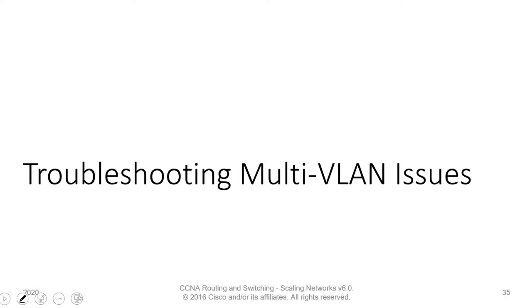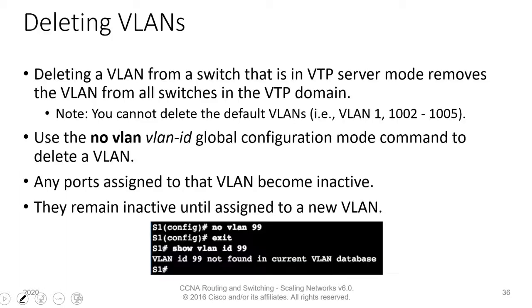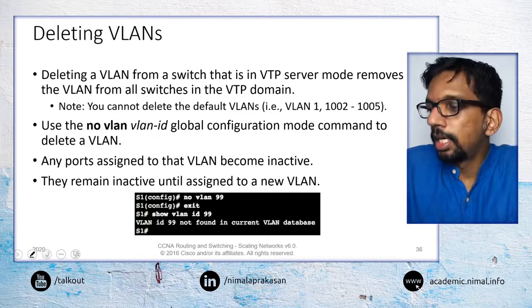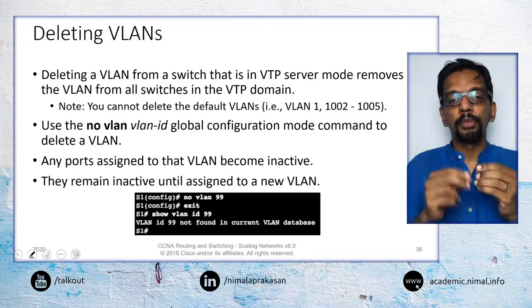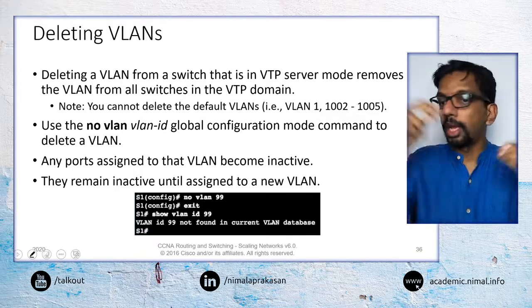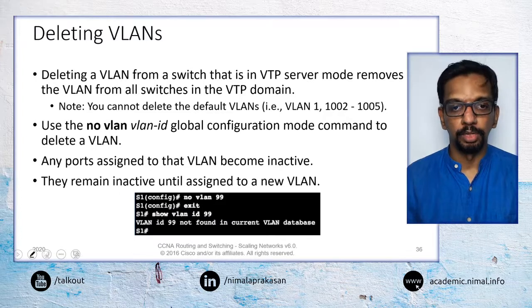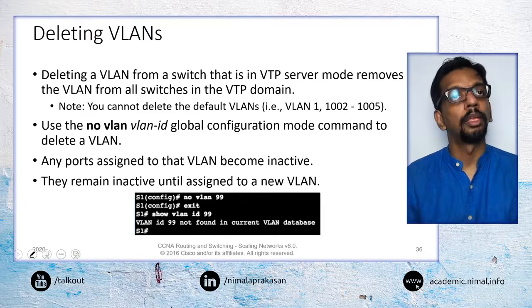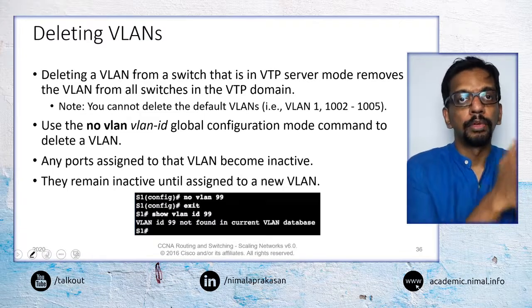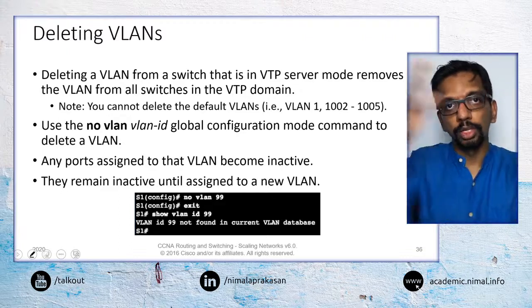Now let's briefly look at some of the things that may happen, particularly when we are configuring multiple VLANs, and some of the common issues that we may encounter when we are doing that. One of the major concerns would be about deleting VLANs. The problem is if VLAN information is propagating through a VTP server. If we delete a VLAN from a switch that is in VTP server mode, then it would remove those VLANs across all the switches.